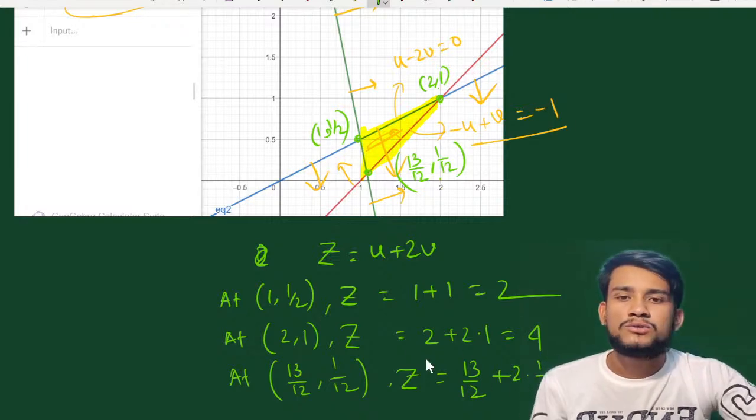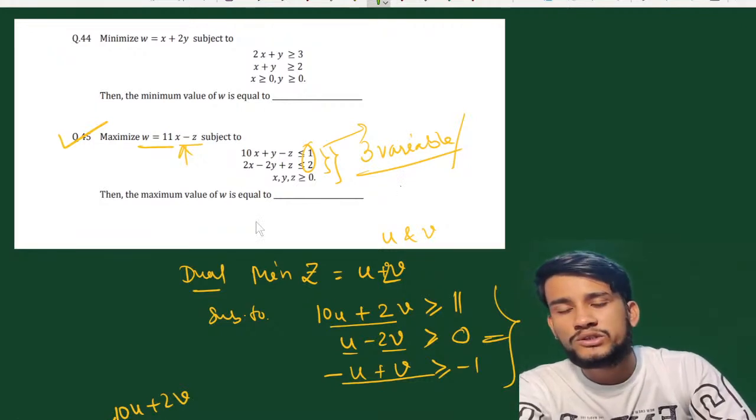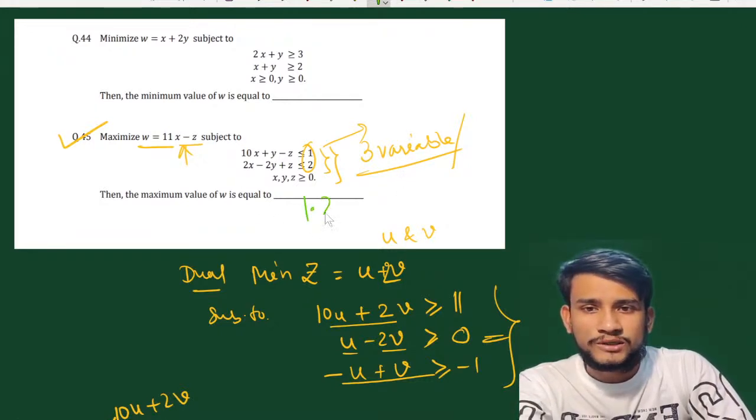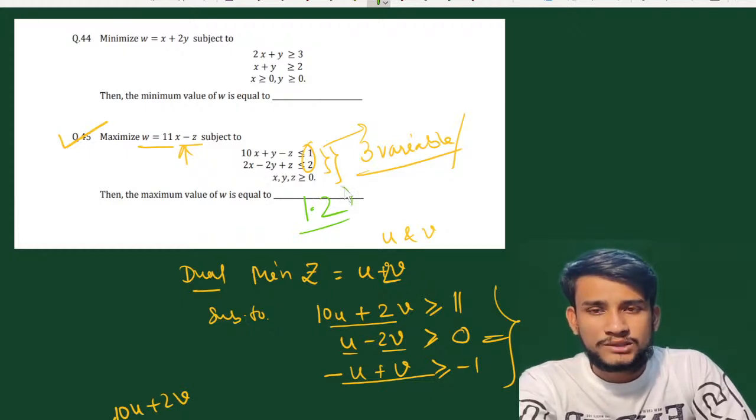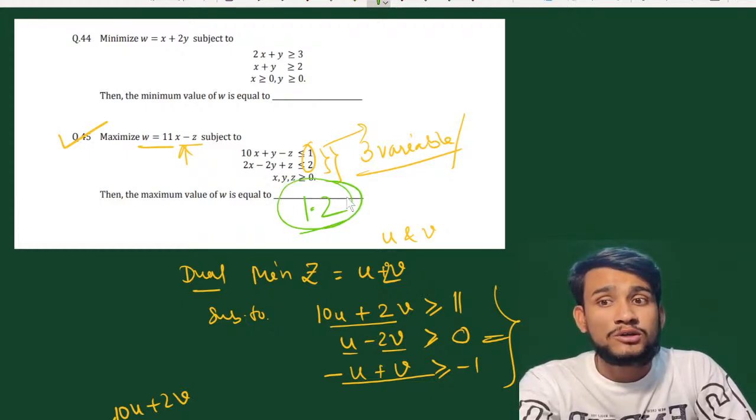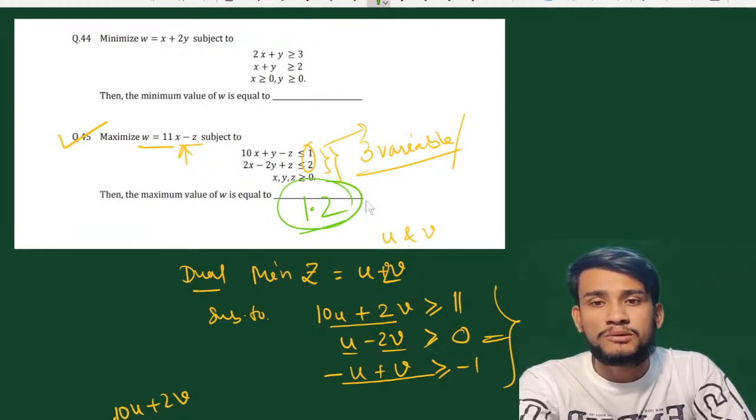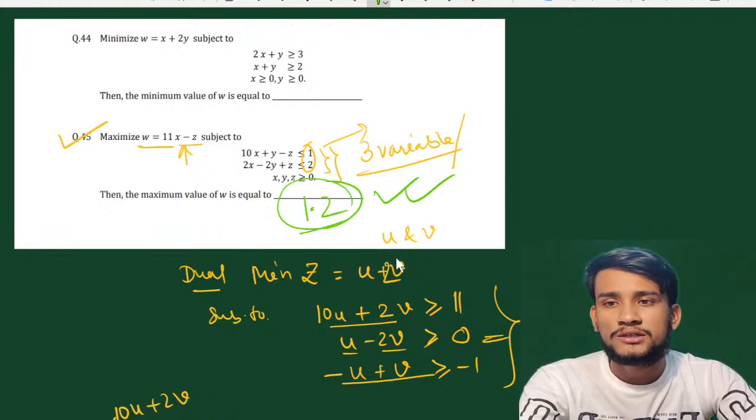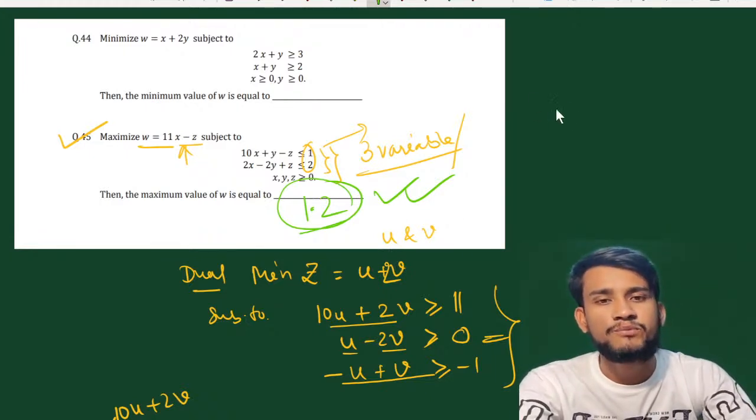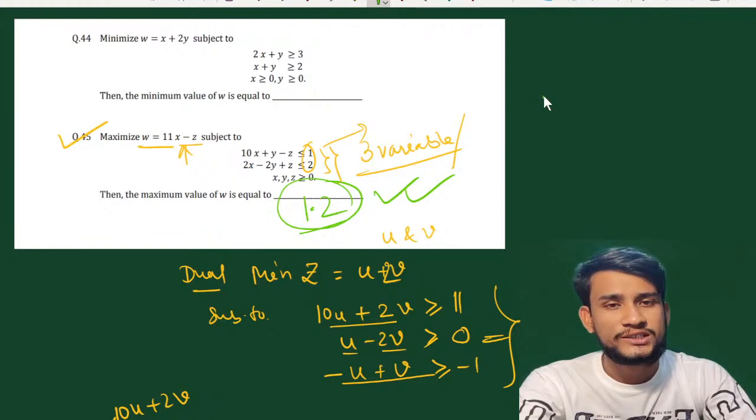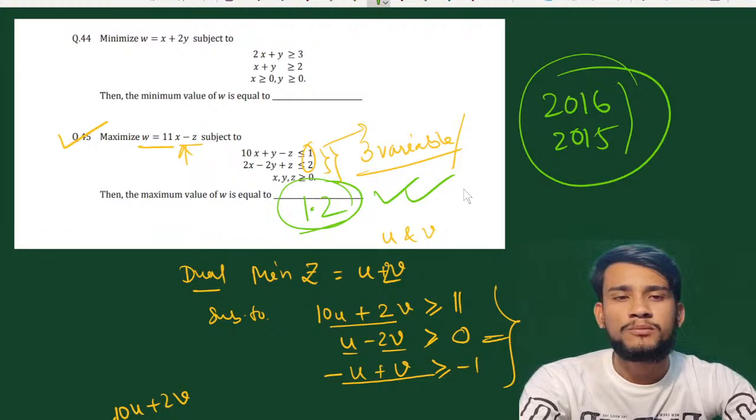So the minimum value of z in the dual is 1.2, which is the maximum value. Therefore the objective value of the dual of this problem is equal to the value of the objective function of this maximization problem, which is 1.2. So these are three questions from GATE 2016 and 2015. This is the problem and this is the question.